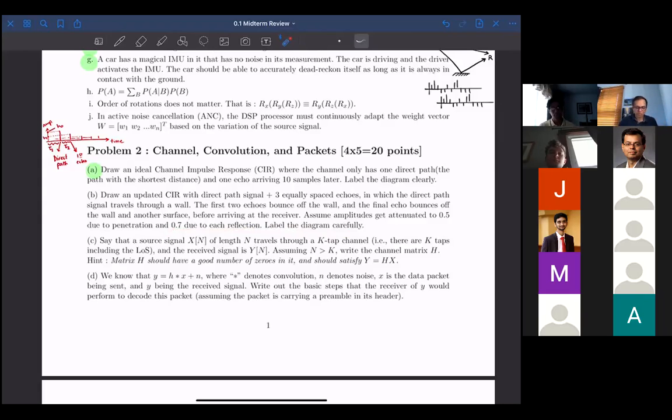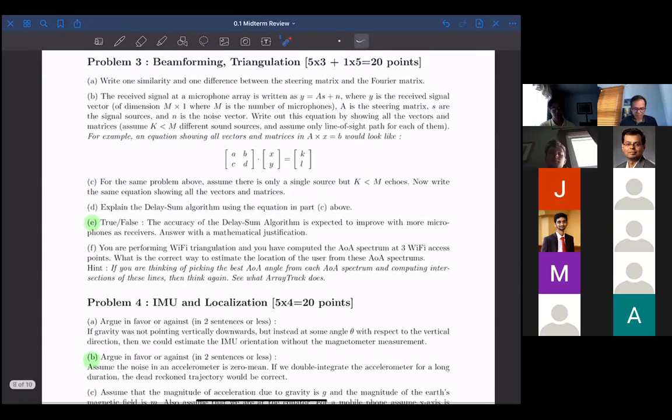Okay? So these are the conceptual questions you're going to look at. Let's do another one. True or false: the accuracy of the delay sum algorithm. You remember delay sum. You have microphones at which signals are arriving. You shift the phases of the microphones so that all those signals line up together. This is the 100-meter or 200-meter sprint example. The athletes are staggered so that when they end, they've all run the same distance. That staggering is that phase shift.